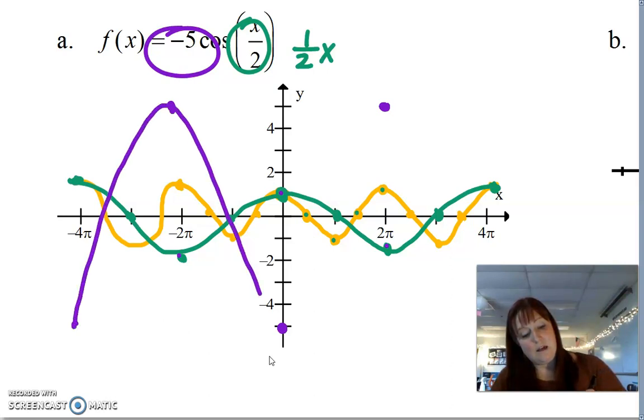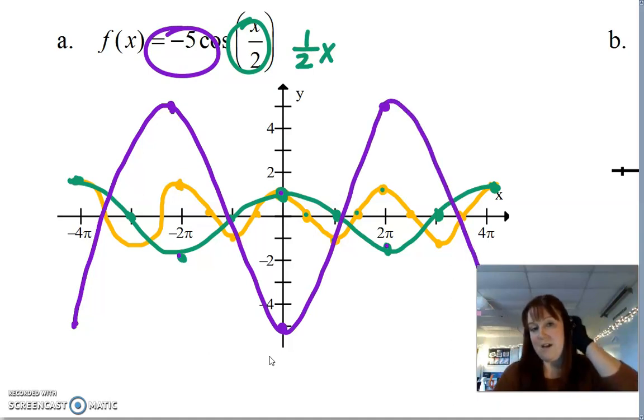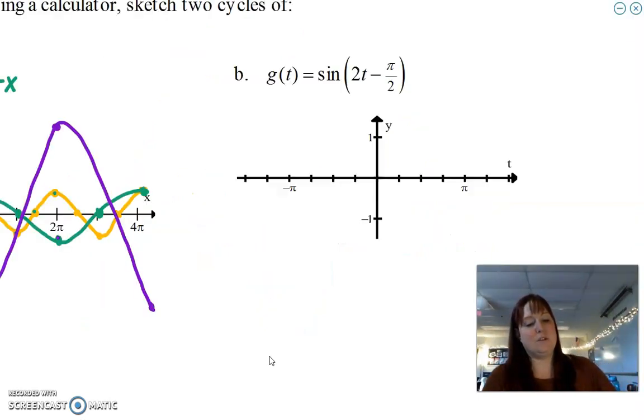And so in the end, this is our final curve. It has an amplitude of 5. It's reflected over the x-axis, and it has a period of 4 pi. So those are all those different things in there. Okay, let's do this one.